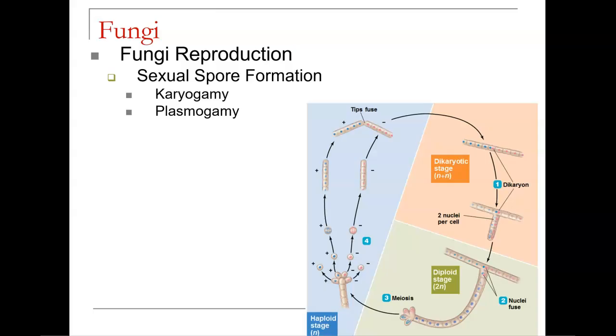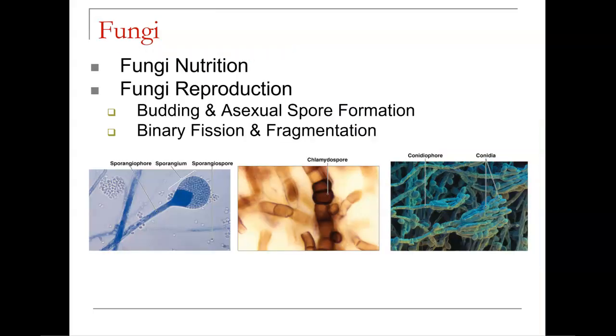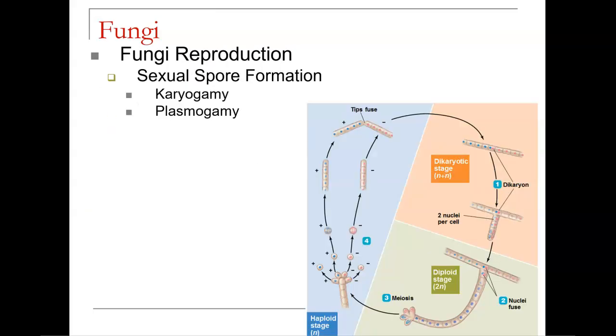Now with fungi reproduction, they have two types: budding and asexual spore formation. You have four main types of this. First, we have binary fission. That's where the parental cell divides into two identical daughter cells. And from there, the parental cell then disappears once we have the formation of the offspring.